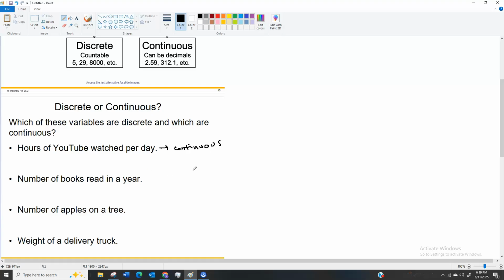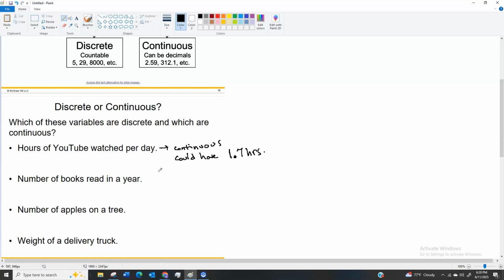And that's because it doesn't have to stop at 1 hour, 2 hours, 3 hours. You could have 1.7 hours as your answer. And so once we start going into this realm of having decimals or fractions in our answer, in statistics, we call that continuous.